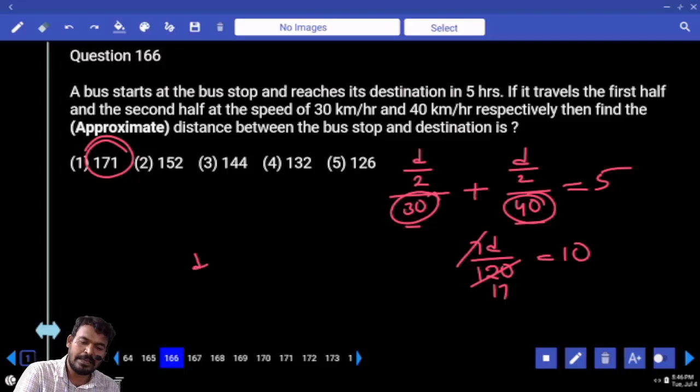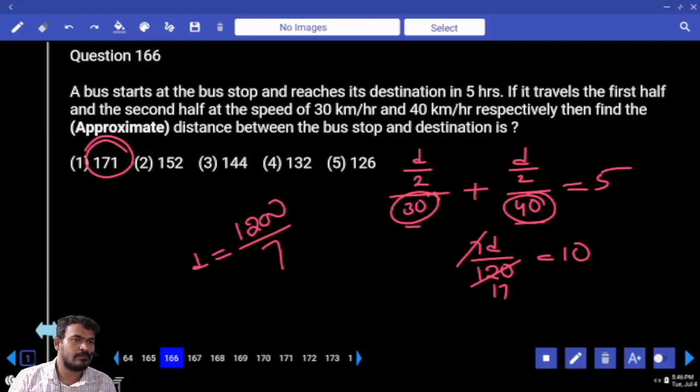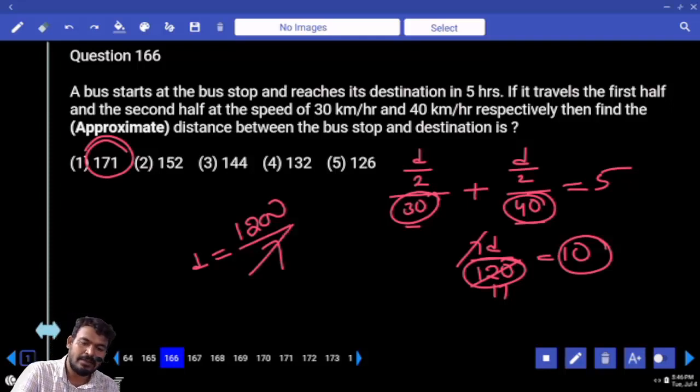If anyone needs the exact value, it is 1200 by 7. 120 into 10 is how much? 1200 divided by 7. 7 almost 17 times. What is the remaining? 10. 10 means how many times? 1 time. That will be 171 something.